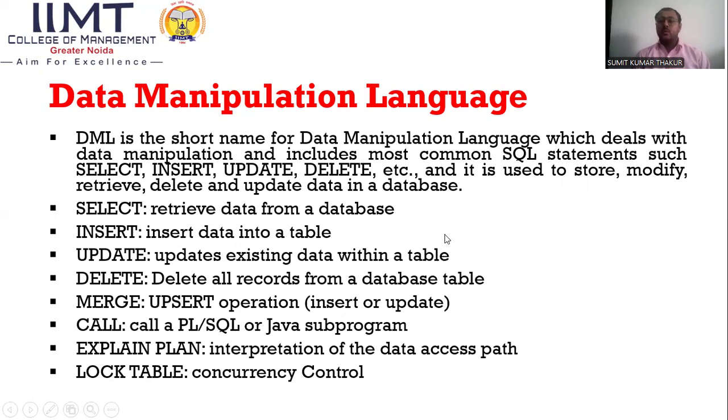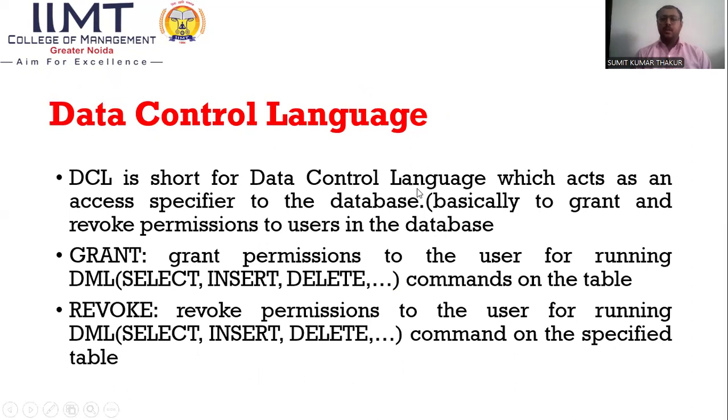Then comes the next language, which is data control language. DCL is short for data control language, which acts as an access specifier to the database, basically to grant or revoke permissions to the user in the database. Here we have majorly two commands. One is grant, which grants the permission to the user for running DML, select, insert, or delete. DML is known as data manipulation language, which we have studied earlier. And revoke takes back the permission from the user for running DML commands on the specified table.